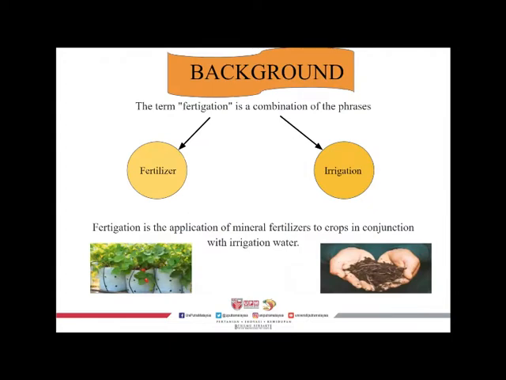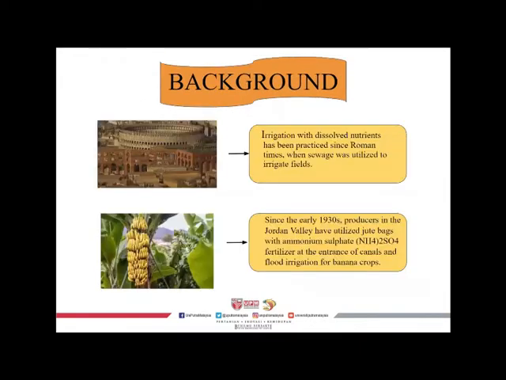So basically, the term fertigation is a combination of the phrases fertilizer and irrigation. Fertigation is the application of mineral fertilizers to crop in conjunction with irrigation water. Irrigation with dissolved nutrients has been practiced since Roman times, when sewage was utilized to irrigate fields. And since the 1930s, producers in the Jordan Valley have utilized jute bags with ammonium sulfate fertilizer at the entrance of canals and flood irrigation for banana crops.